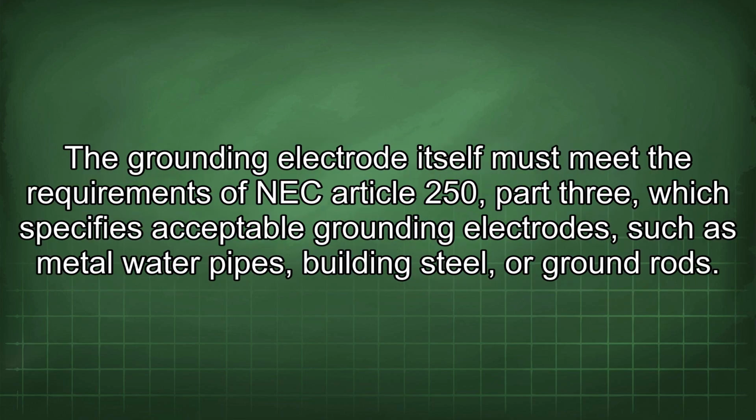The grounding electrode itself must meet the requirements of NEC Article 250, Part 3, which specifies acceptable grounding electrodes such as metal water pipes, building steel, or ground rods.